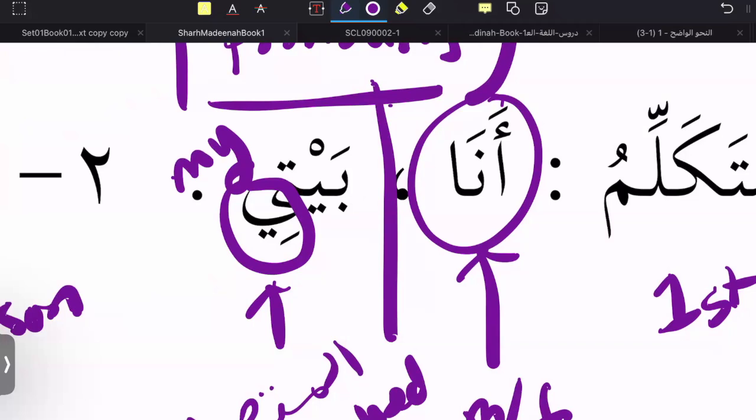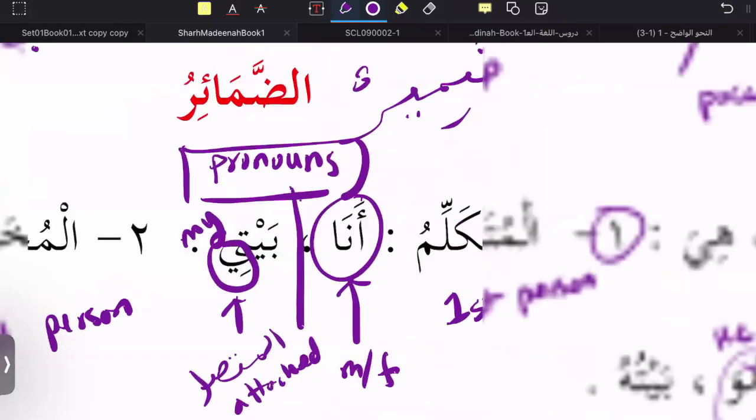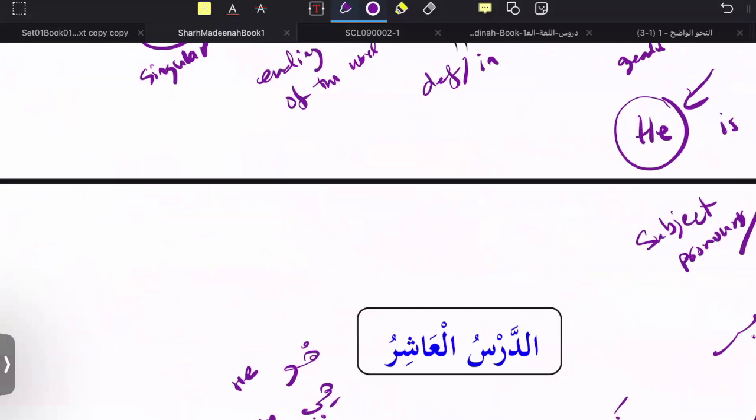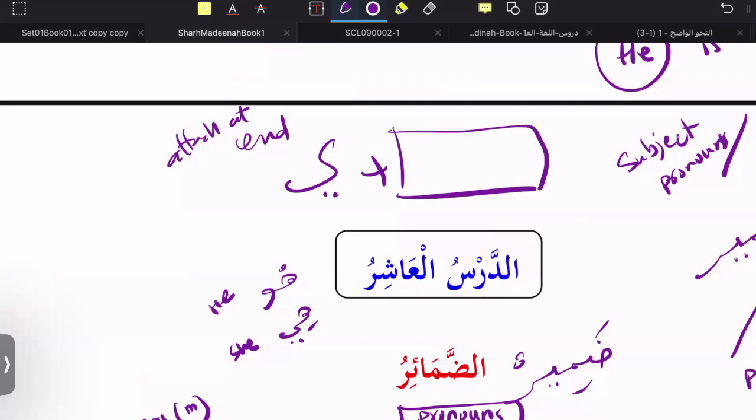So this ya is my. What is the possessive pronoun for I in English? My book. You don't say I book, you say my book. So you change the pronoun into a possessive pronoun. So this ya we will translate as my. Remember, an attached pronoun always attaches at the end. So now the only thing we need to know is, just put any noun and then add ya and it would mean my. For example, we had qalamun, a pen, but you want to say my pen. What happens? You say qalami.